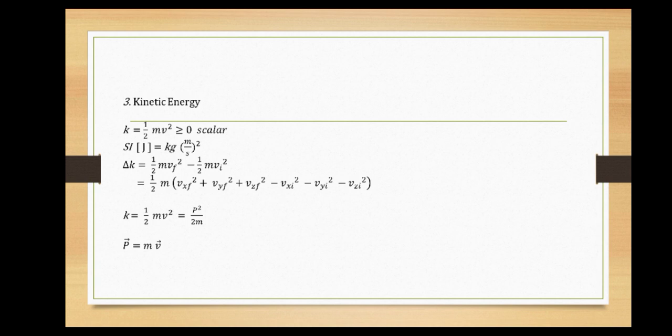How do we relate momentum and kinetic energy? K is equal to half m v squared. Remember, p is equal to m v, so K is equal to p squared over 2m. That is the kinetic energy expressed in terms of the particle's momentum.